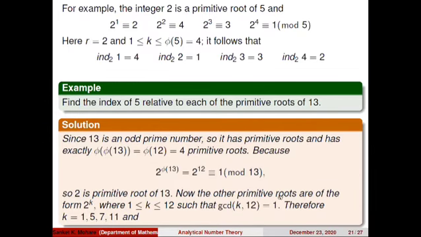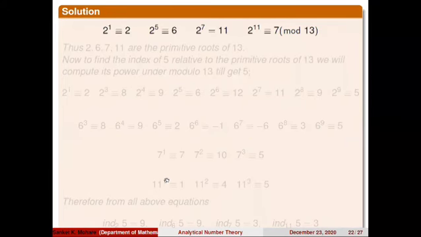Now the other primitive roots are of the form 2 to the power k, where k lies between 1 and 12 and k is co-prime to 12. So the possible values for k are 1, 5, 7, 11. Then we compute its powers, which give the primitive roots. So 2 to the power 1 is congruent to 2. 2 to the power 5 is what? 32. And 32 is congruent to what modulo 13? That is 6, because 32 minus 6 is 26 and 26 is divisible by 13.